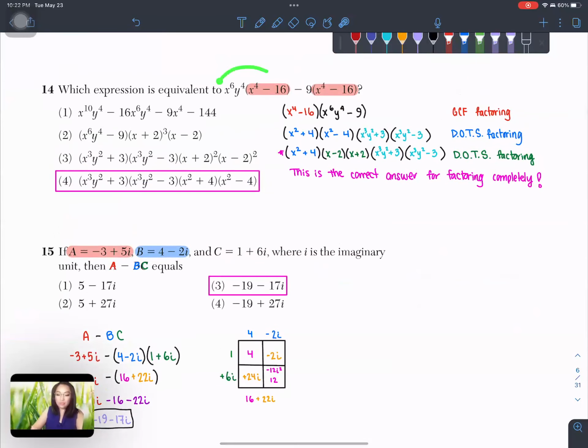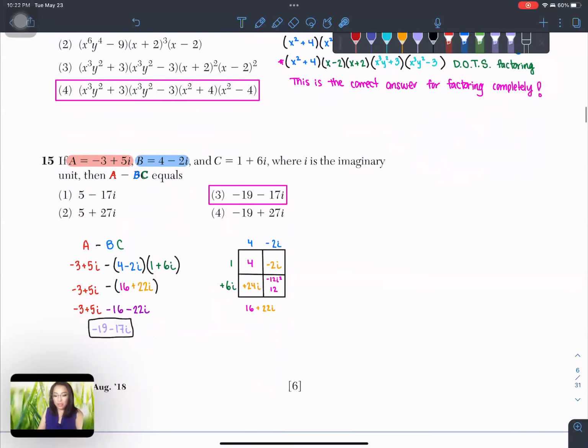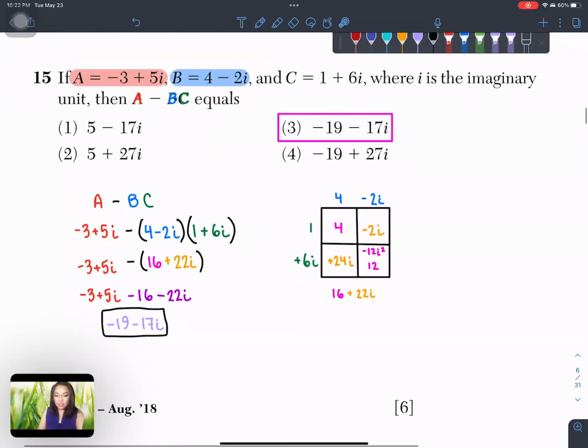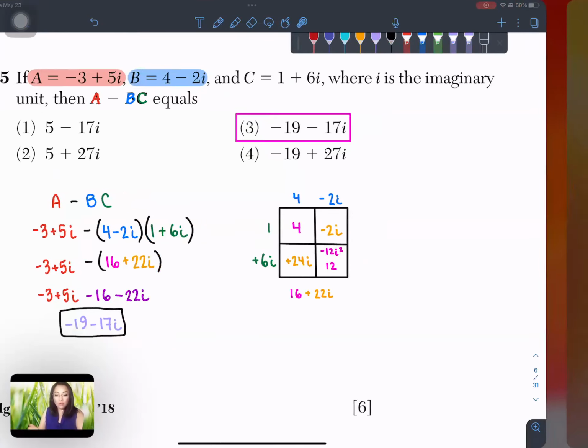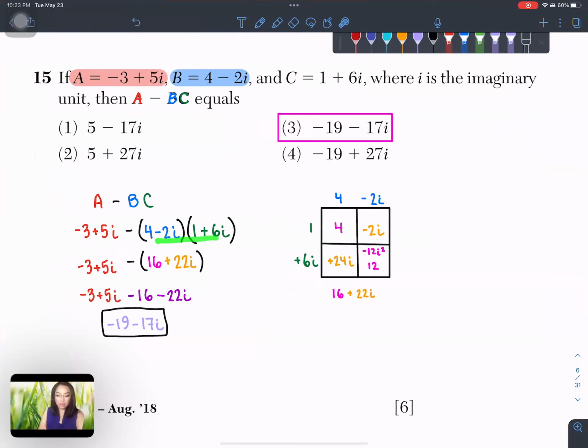You know what you could have done? Test function. Set this equal to each one and see which one works. I'm not going to show that here, but I think you guys can do that. This one, technically what you could do is just type it in. You could have changed your calculator into a plus bi form and typed this all in, and your calculator will tell you that it's negative 19 minus 17i. But that requires you setting your calculator into a plus bi form. Or you can do what I did, which is multiply the binomials using the area model, simplify it, then distribute the negative and add them together.